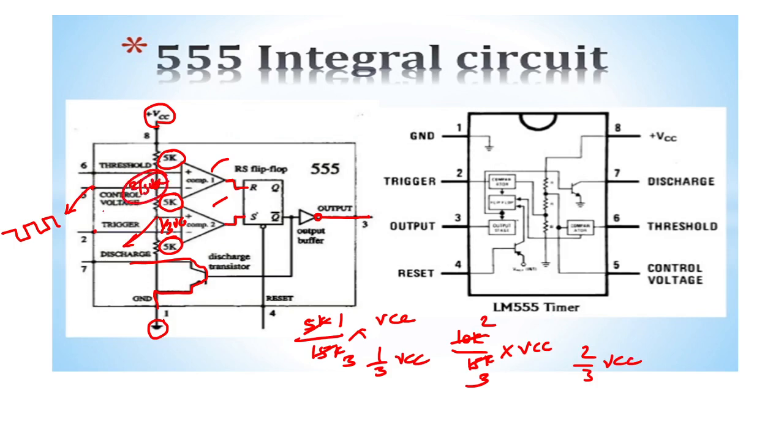If we change our input from two-third VCC to below or above, the comparator will change its output from the lower comparator to the higher comparator. The supply goes into this, and here we take the output across it. So this is all about the internal diagram and working of the 555 timer itself.